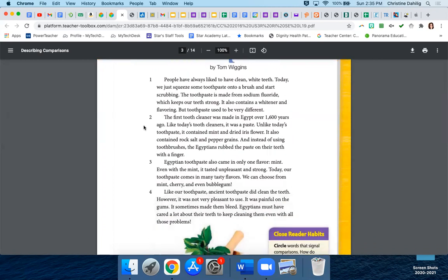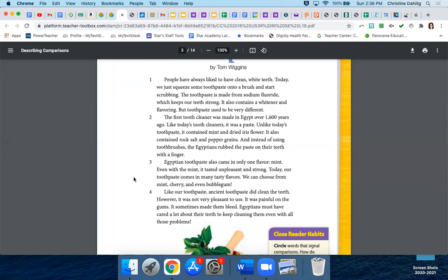The first tooth cleaner was made in Egypt over 1,600 years ago. Like today's tooth cleaners, it was a paste. Unlike today's toothpaste, it contained mint and dried iris flower. It also contained rock salt and pepper grains. And instead of using toothbrushes, the Egyptians rubbed the paste on their teeth with a finger. Egyptian toothpaste also came in one flavor, mint. Even with the mint, it tasted unpleasant and strong.